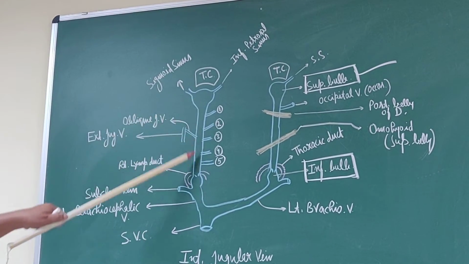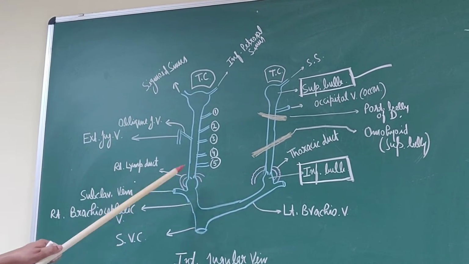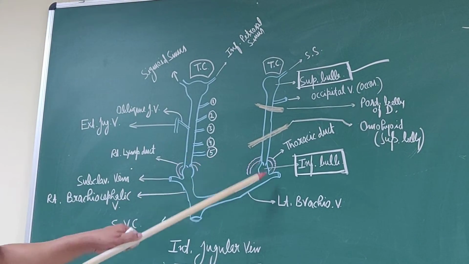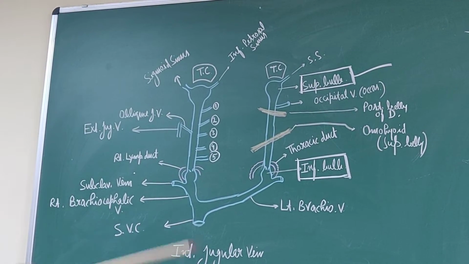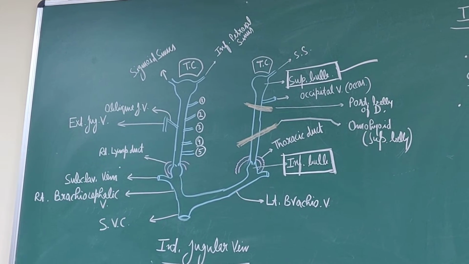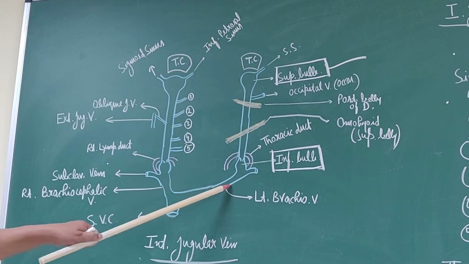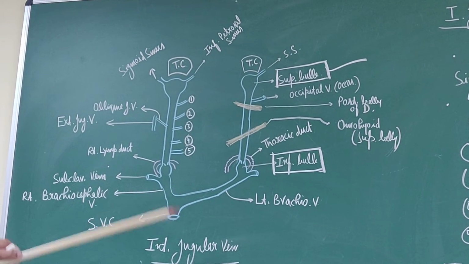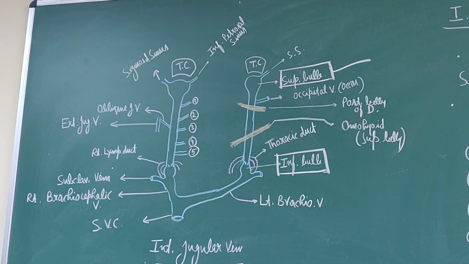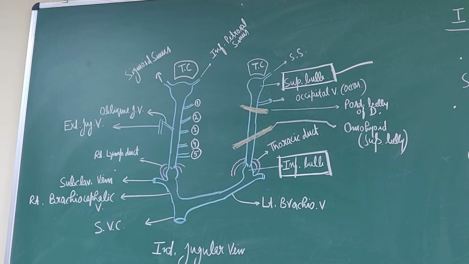Then it descends vertically downwards. Behind the sternoclavicular joint of the right side as well as the left side, it joins with the subclavian vein. The subclavian vein joins and forms the brachiocephalic vein, right and left. Then both brachiocephalic veins unite to form the superior vena cava.